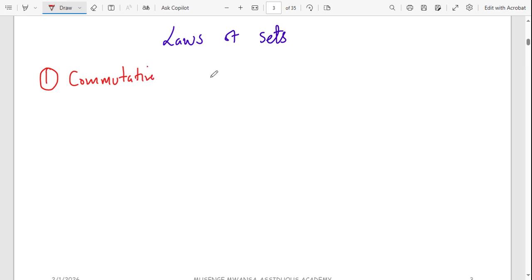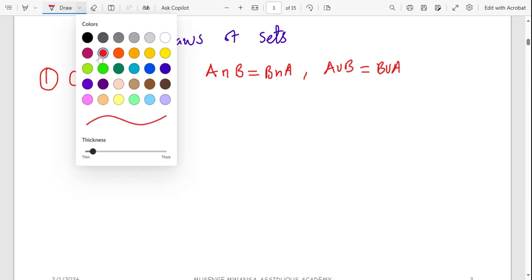Great. So the commutative law just tells you it's like plus or times. If I've got A intersection B, it's the same as B intersection A. Same if I've got A union B, it's the same as B union A. That is the law of commutativity.